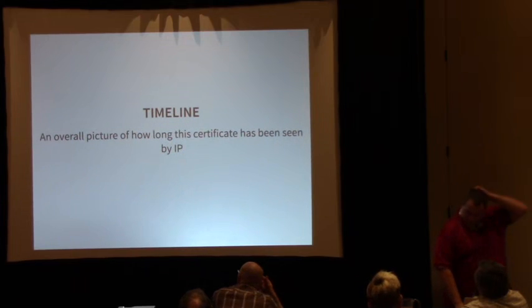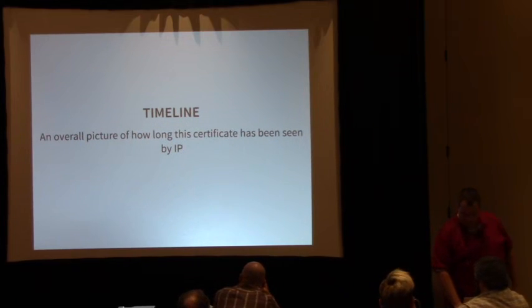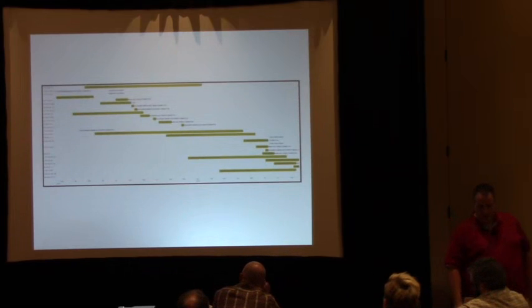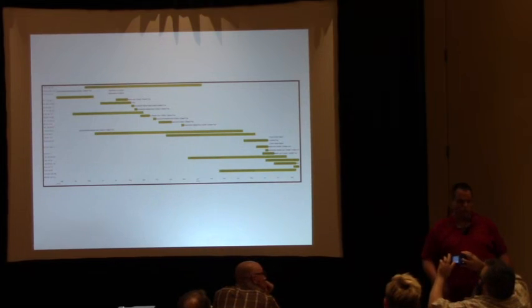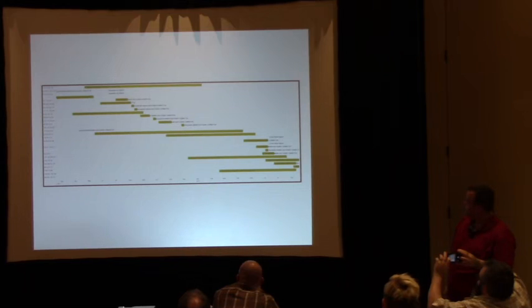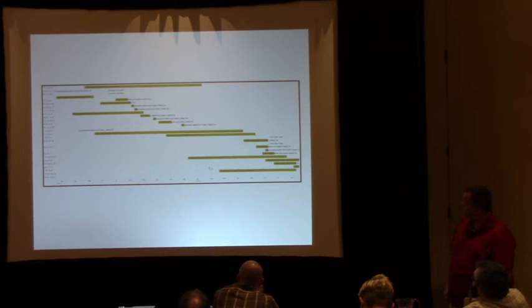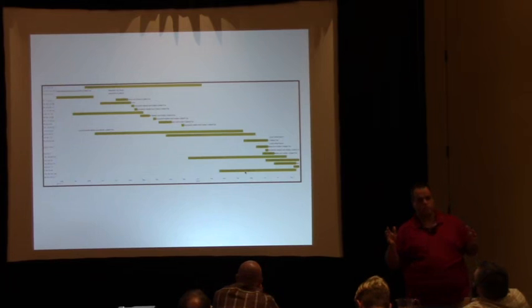So let's take a little timeline of how long this certificate has been seen, again, grouped by IP. I know it's very hard to read, I kind of wanted to show the breadth of how long this has been used. In some cases, it's been used for several months. Is that the same SHA-1 again? Yep, all of these are the same SHA-1. Everything in yellow is the same SHA-1.